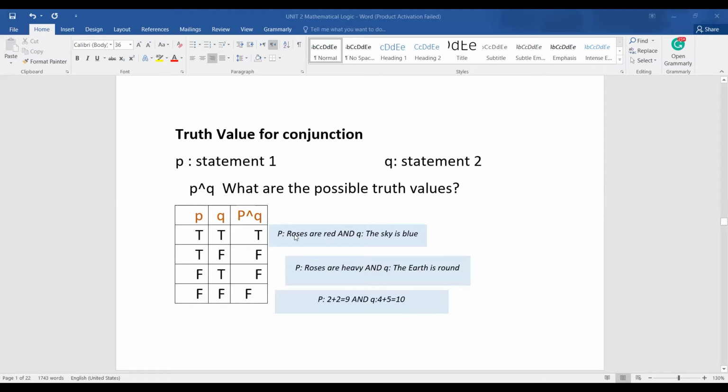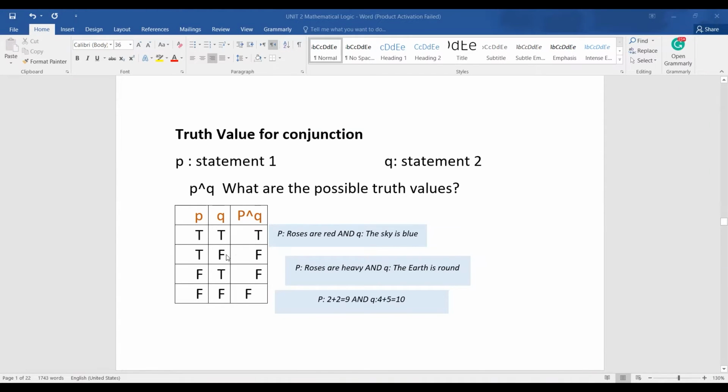For example, if P is roses are red and Q is the sky is blue, we say roses are red and the sky is blue, which are both true statements. So P and Q would be true. Next, when we say true and false, it will give us false.